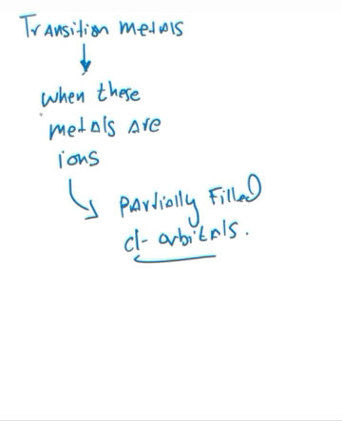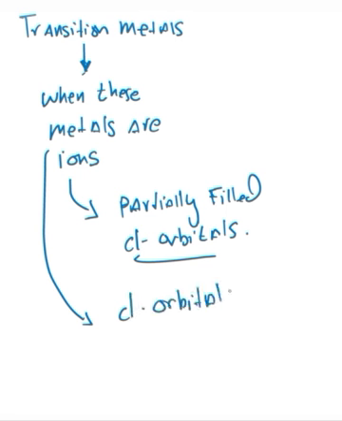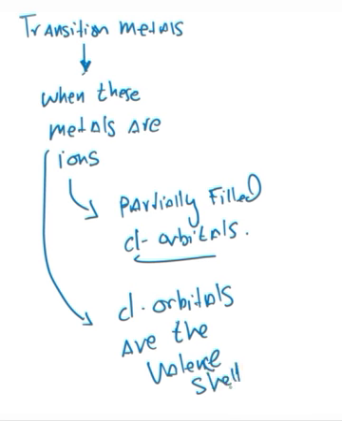In fact, when these are metal ions, the d orbitals are the valence shell. So let's just talk about this real quick. Let's do iron. This is a very common thing. So there's iron.